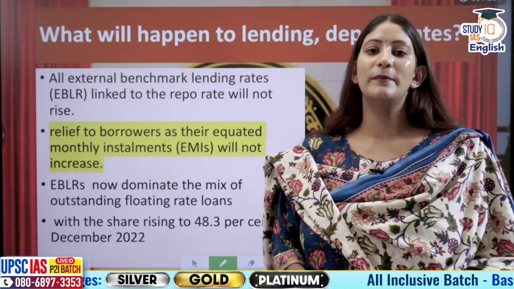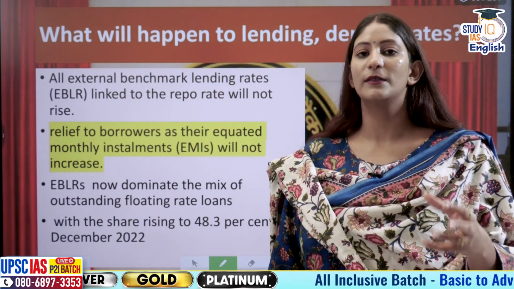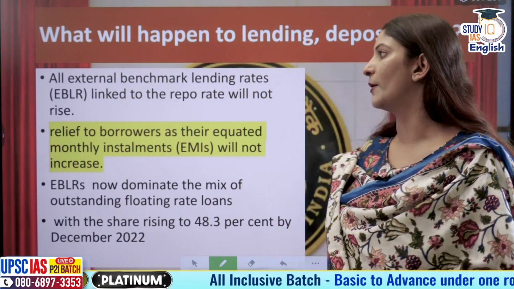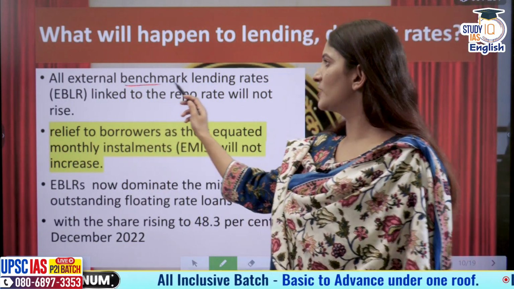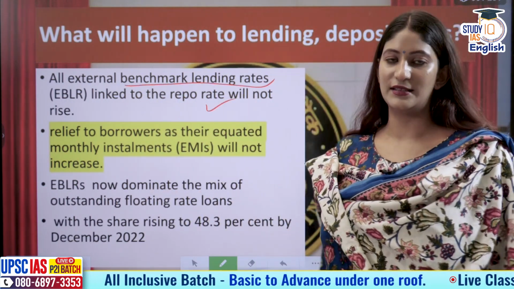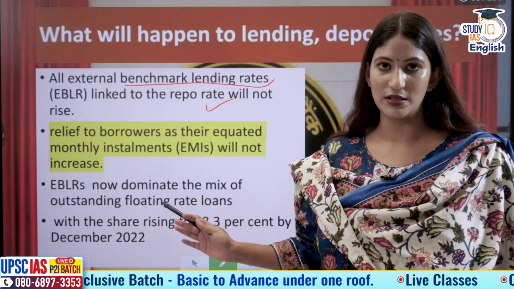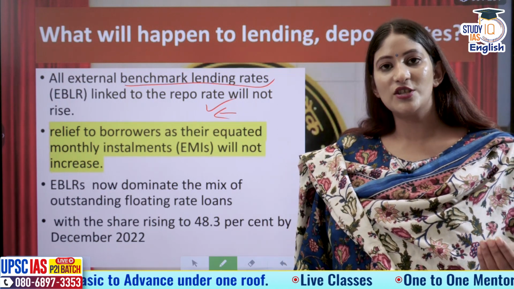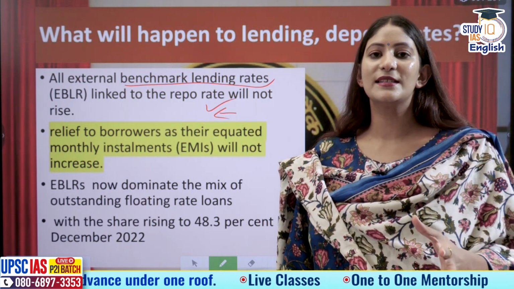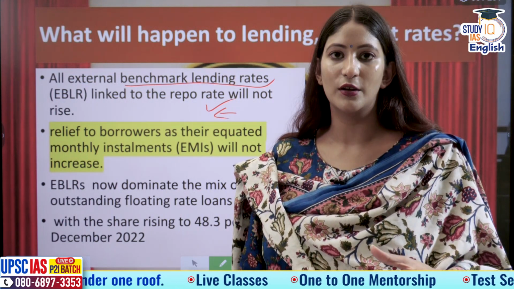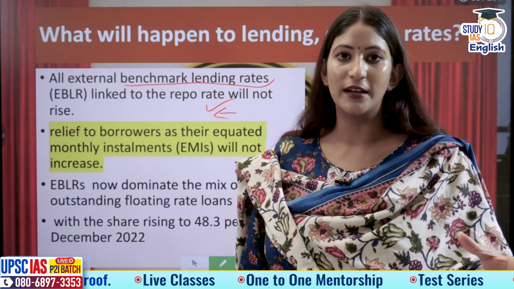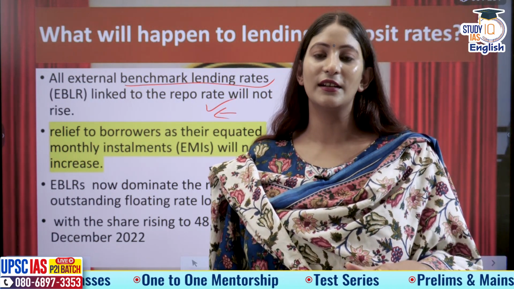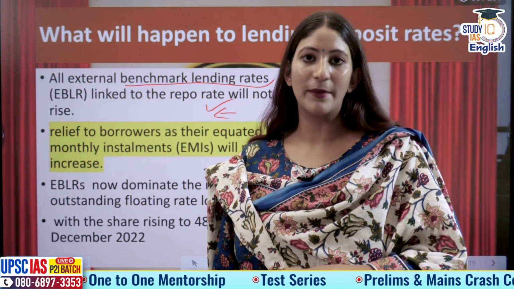The thing is that it will be good for the EMI people, the people who are paying in equated monthly installments. Why? Let's talk about that. See, all external benchmark lending rates are linked to the repo rate. These will not be rising because it is stagnant. External benchmark lending rate is basically the rate which is related to tools such as repo rate, MCLR. So when the repo rate is not increasing, the banks will also not increase the external lending rates.